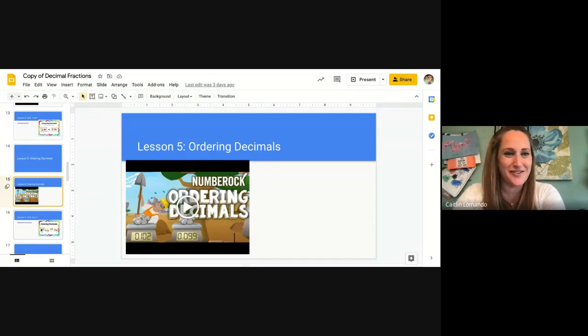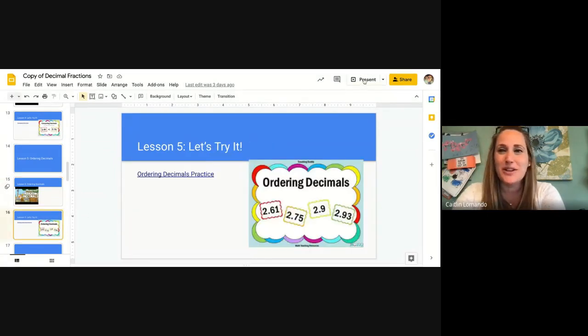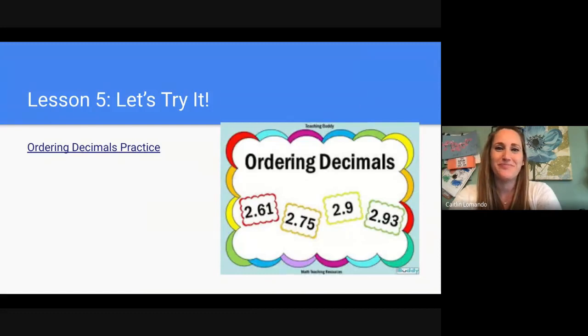All right, kind of a fun song to kick it off. So let's go back to ordering decimals. Again, we start by looking at the number before the decimal point. On this poster, they're all 2s. So then we go into the next number. I have a 6, a 7, a 9, a 3. So the 6 would come first. So 2 and 61/100ths would come first. Then we can go on to our next digit, a 5, a 0, a 3. So then 2 and 75/100ths would come next, followed by 2 and 9/10ths, and 2 and 93/100ths.